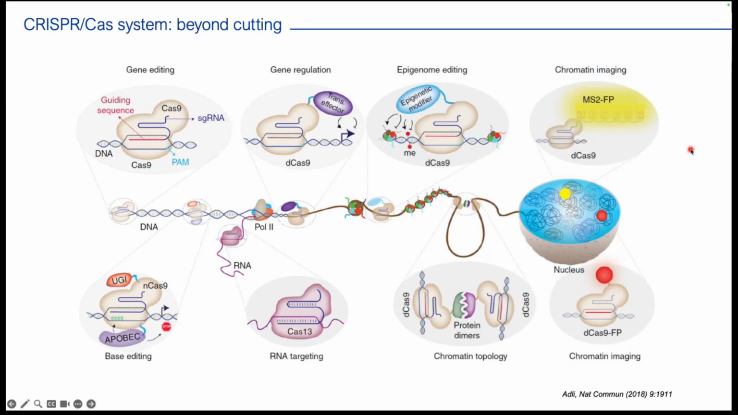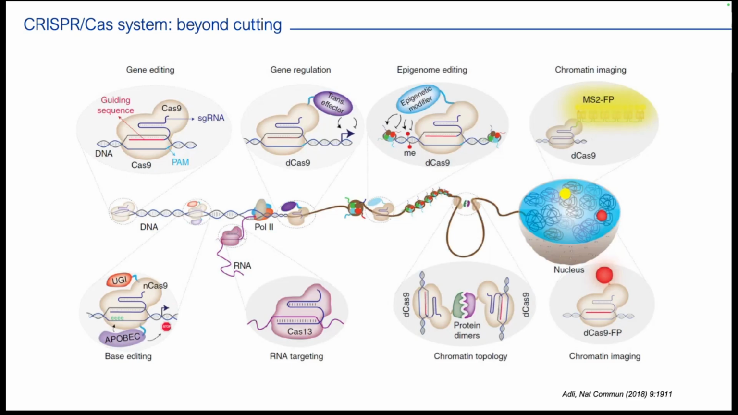So you can see here just some examples. This is the typical example of a normal CRISPR that cuts, but then we can fuse the Cas9 with a repressor or an activator to get gene regulation, epigenomic modifiers, fluorescent proteins, dimers to create looping and change the topology of the chromatin, target RNA as well, base editors. So different types of approaches that we can use now with this dead Cas9.